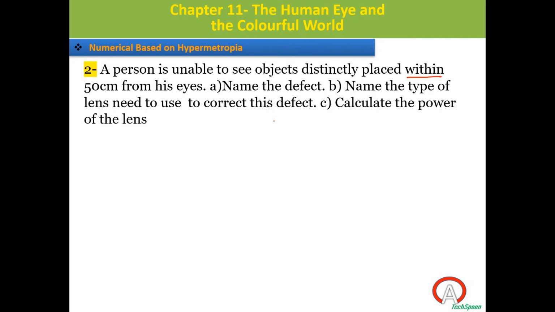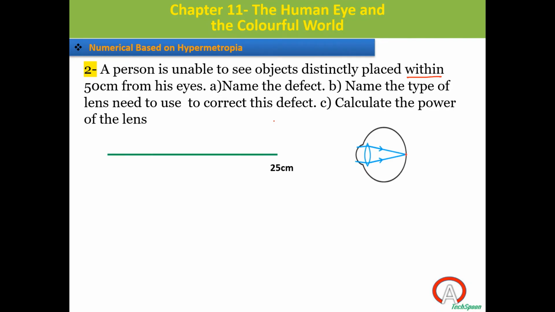After 50 centimeter he can see. That is understood. Within 50 centimeter, short objects he cannot see. Long distance objects he can see. What is this? Hypermetropia. That is very, very important. How are you identifying the problem?